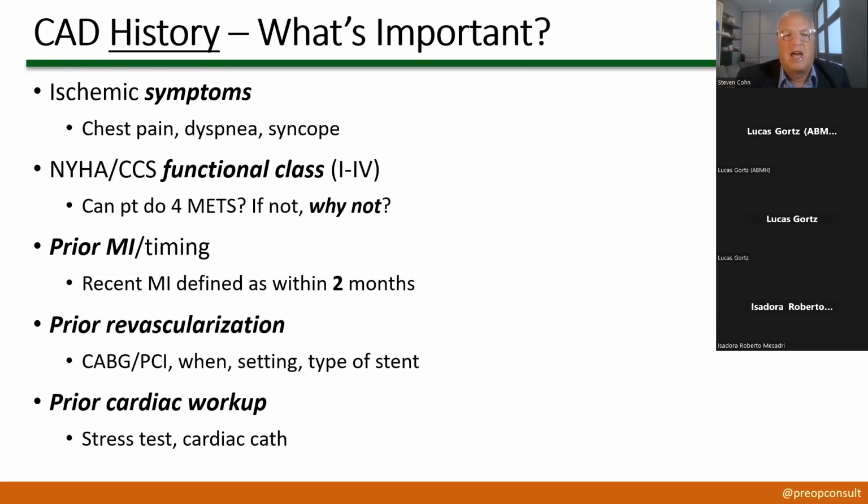Then, has the patient had a previous myocardial infarction? And if so, when did they have it? A recent MI is defined by the ACC as within 2 months prior to surgery. Then ask about revascularization. Has the patient ever had bypass surgery or PCI? If so, when did they have it? In what setting was it? Was it an elective procedure, or was it done in the setting of acute coronary syndrome? And if they had stents placed, what type of stents and where were they placed?